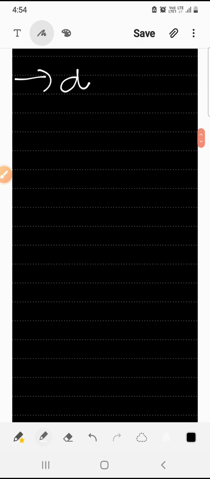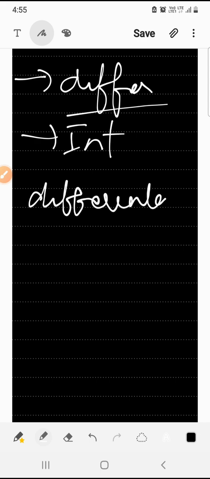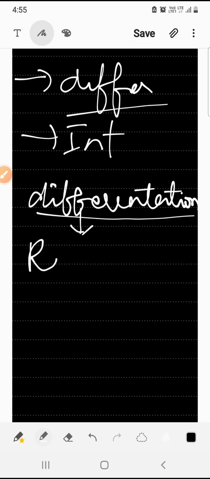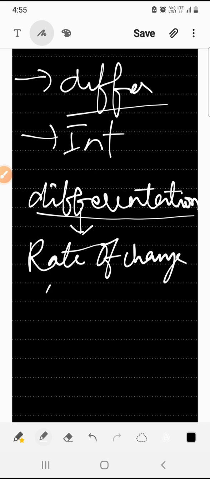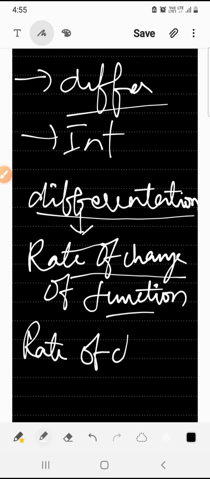See here, in this calculus we have two parts, differentiation and integration. If you have to understand differentiation, first you have to understand what is meant by differentiation. Differentiation is the rate of change of a function. In this we have to understand what is meant by rate of change and what is meant by function.